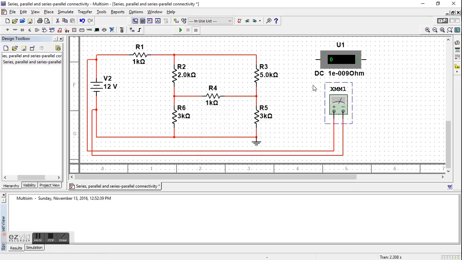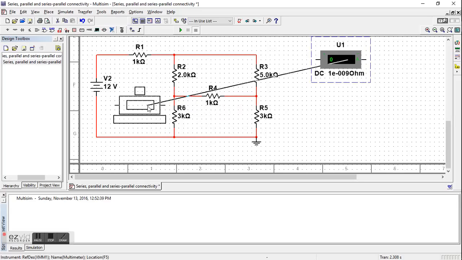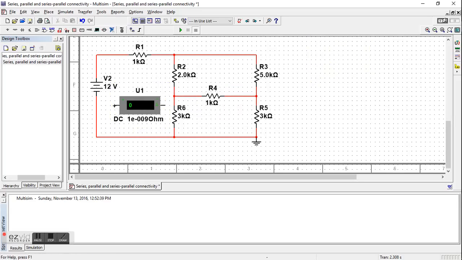And for the total current, again, ammeter, positive side, which flows here, and the negative side here. Then run the circuit, and there it shows 3.028 milliamps.